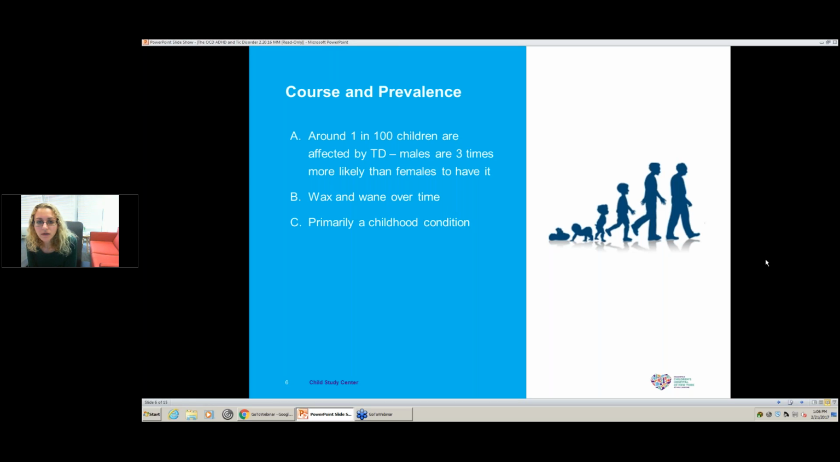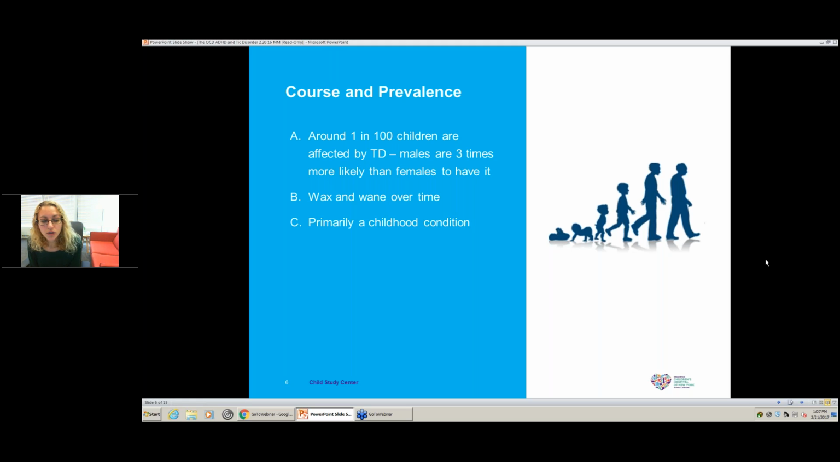So somewhere around 1% or a little below of children meet criteria for Tourette's disorder. Interestingly, males are 3 times more likely than females to present with it. And these tics tend to wax and wane over time. And when I say over time, I mean everything from years through seasons, through the course of the day, during an hour. New tics may develop each week in some cases.